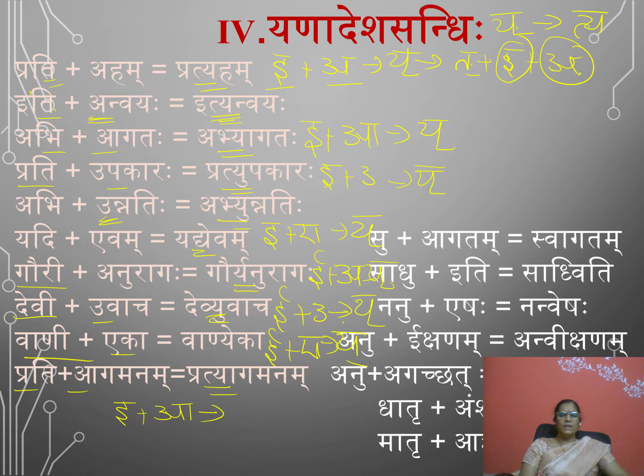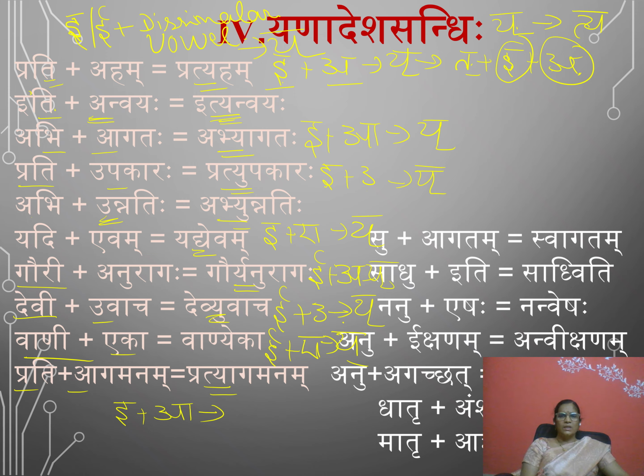By observing all these examples, what did you understand? If the first word ends with E or E, second word if it starts with any dissimilar vowel, not the same vowel. If it's the same vowel, then again we will get Dirgha Sandhi. So dissimilar vowel, then we will get Ya in the place of E.